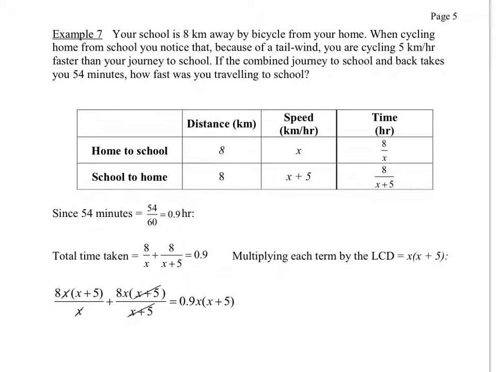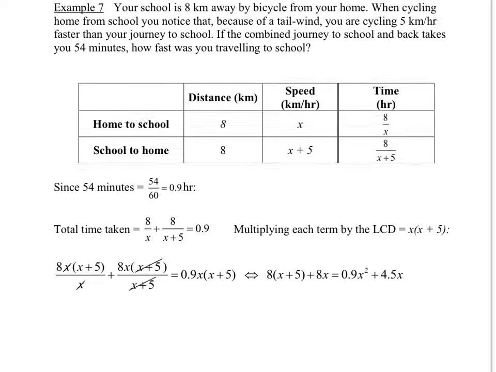Once we've got that, we can then simplify that a little bit. It should look like this. Notice that we've multiplied out the 0.9x times the x plus 5 to get this expression here. Over here, the 8x times x plus 5 comes from here, and the 8x just comes from here. We need a little bit more space at the bottom, so I'm going to shift this up.